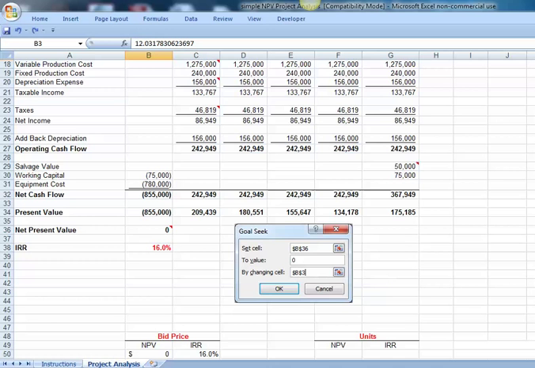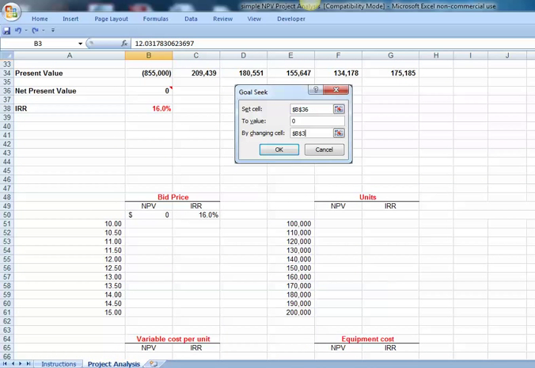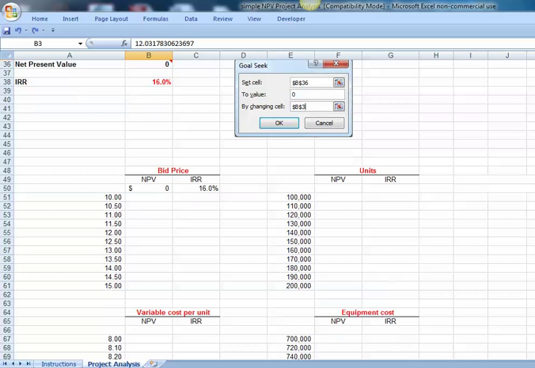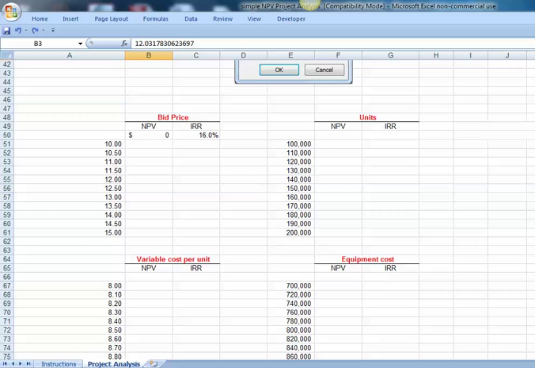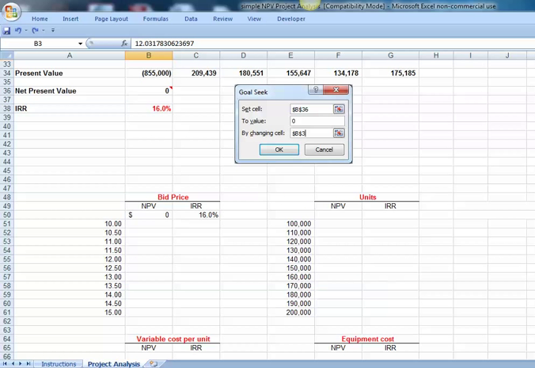The next thing we're going to do, we might want to know how would changing our bid price over a range of potential prices impact our net present value or IRR? How would changing the unit sales impact our net present value or internal rate of return? How would changing our variable cost or equipment cost also impact these items? We can find and answer these questions by using data tables. And to put together a data table, it's really quite simple. At the top of our data table, we need to pick up the items we're interested in.